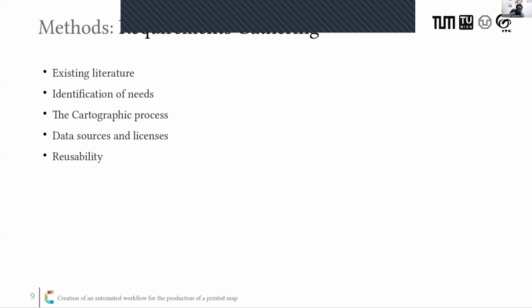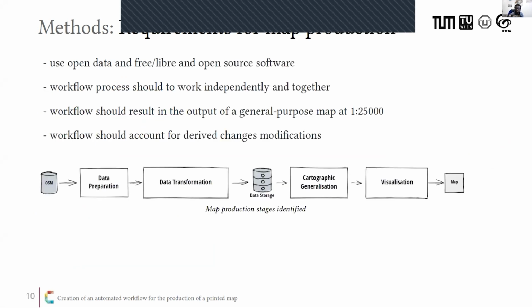In order to achieve this, these were the requirements I defined to follow. In the end, I came up with this flow chart, which is built based on the cartographic process or the map production flow line. I decided on free software, as mentioned multiple times. The workflow should work independently, so each stage should be able to work without interacting with the others, but they should also be able to work concurrently when chained together.